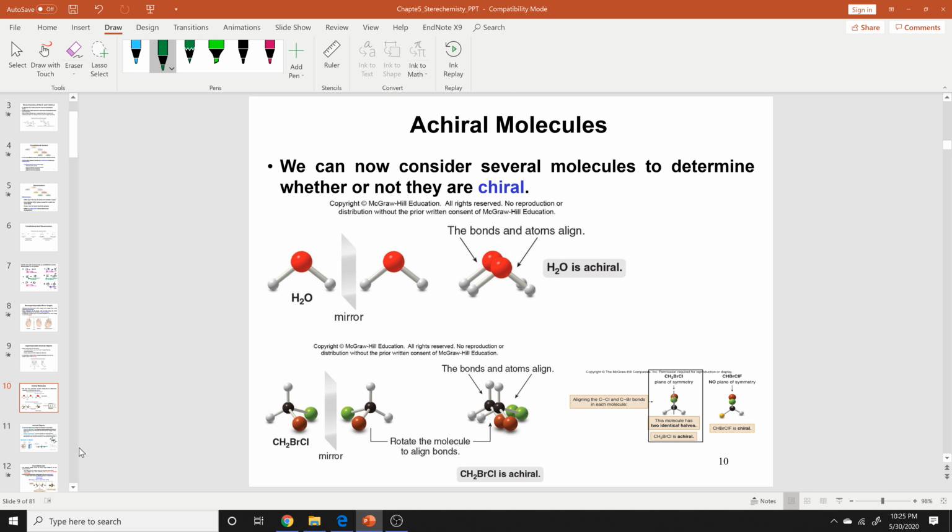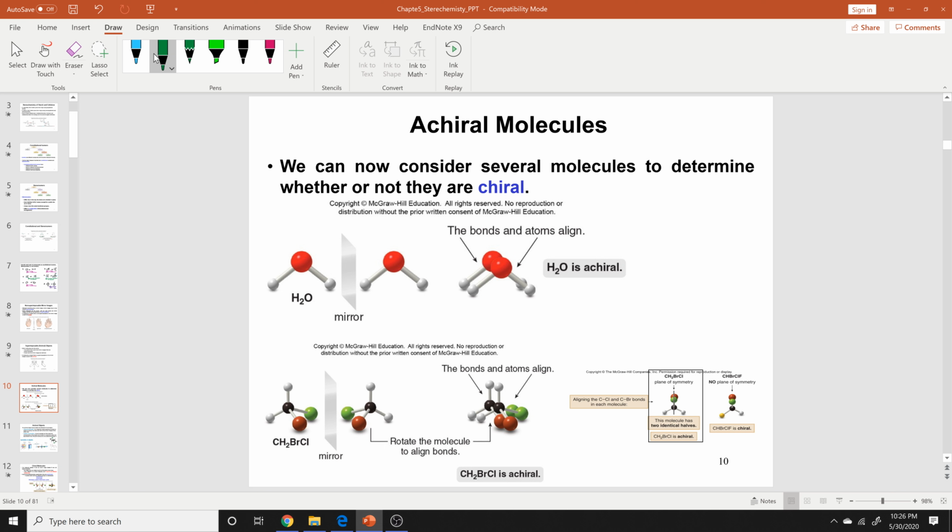Water is made up of oxygen and two hydrogens. Let's put water in front of a mirror. We're going to see that water is going to have a mirror image. If you take the water and simply try to align it with its mirror image, it will align. The bonds will align. So if they align, then immediately we're going to say that water is achiral.